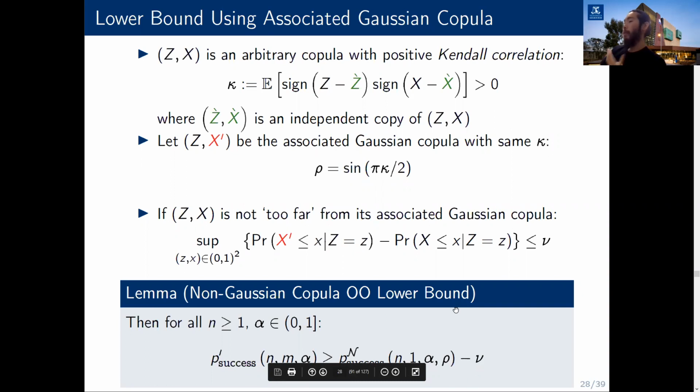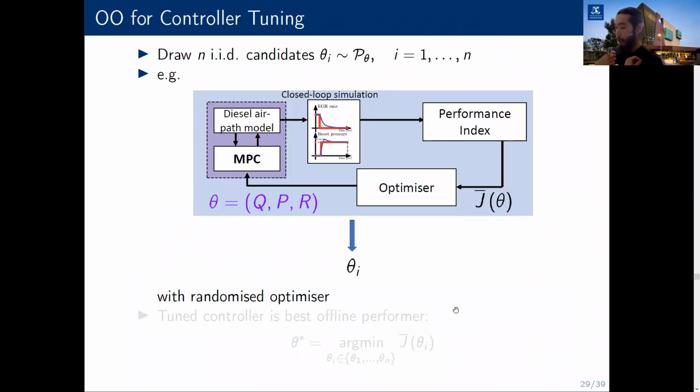And so taking all the results so far, we can bring this back into the context of controller tuning.